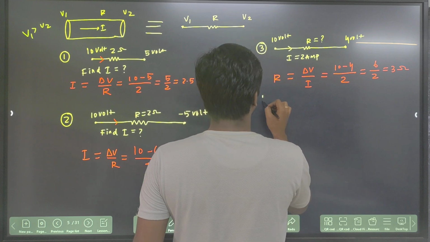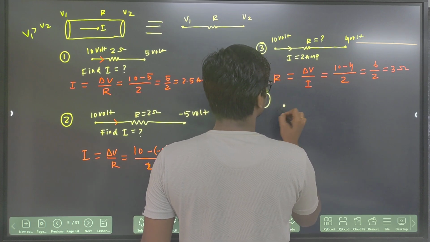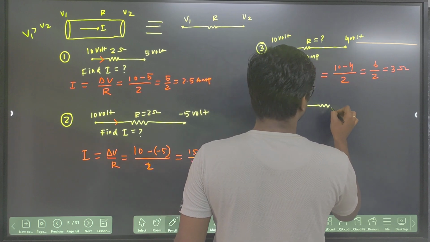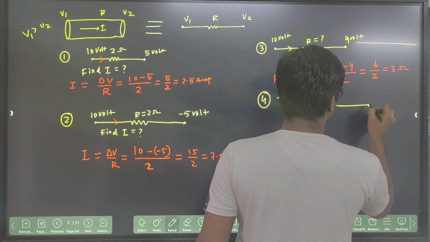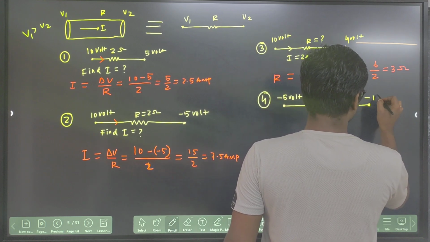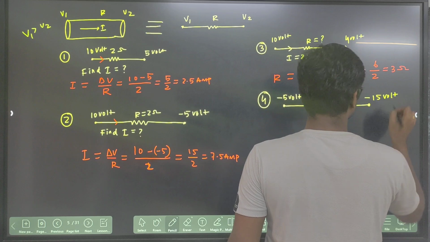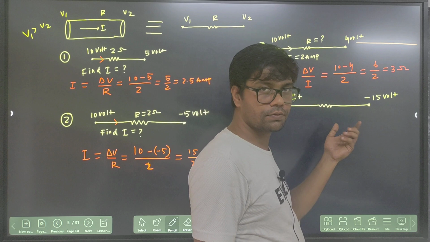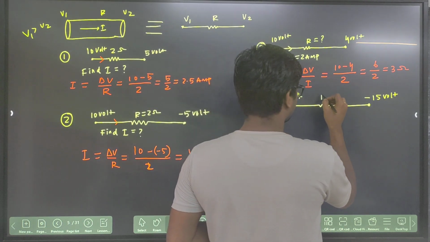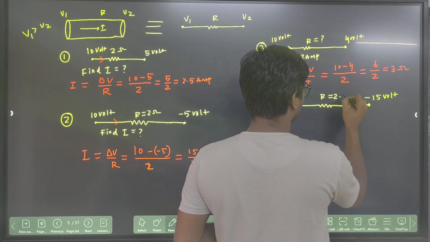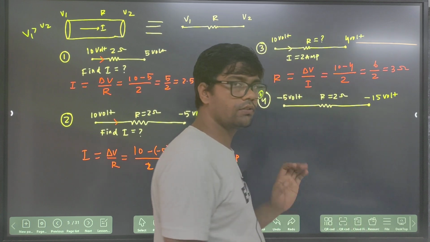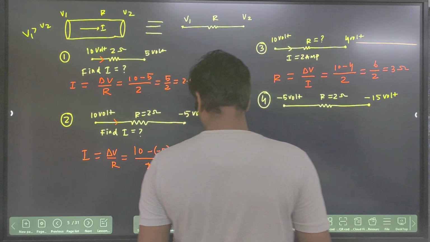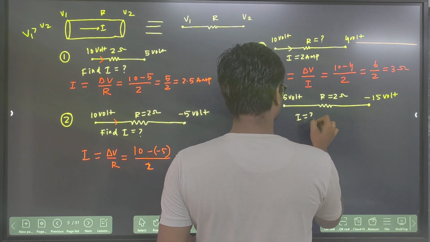So question number 4, let's say this side it is minus 5 volt and this side it is minus 15 volt, right. Now you have to tell which direction the current is flowing, and let's take the resistance they have given as 2 ohm. Which direction will the current flow, and again you have to tell how much current is flowing, right. So I you have to find out.